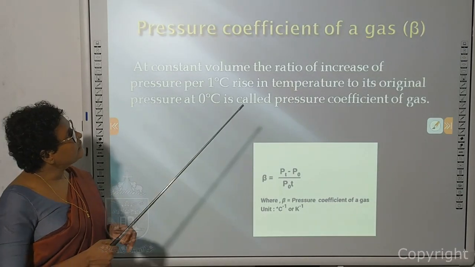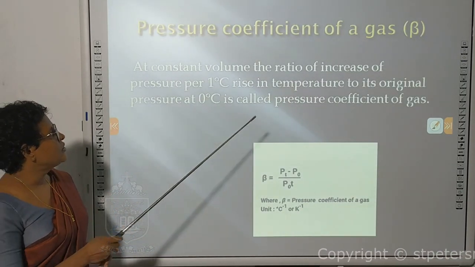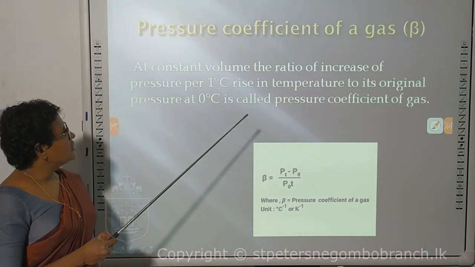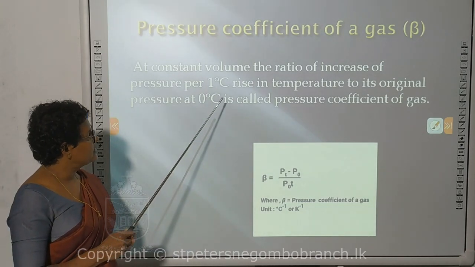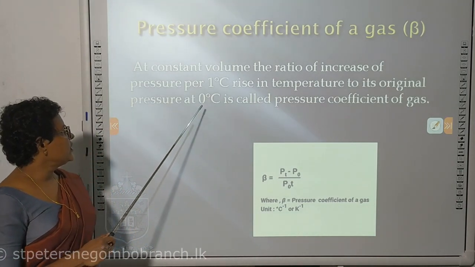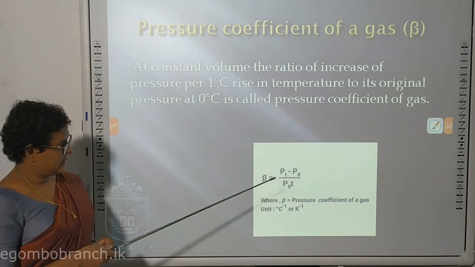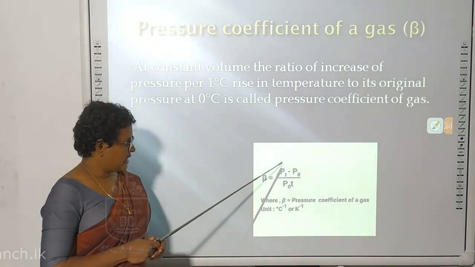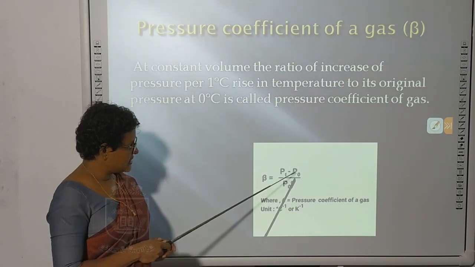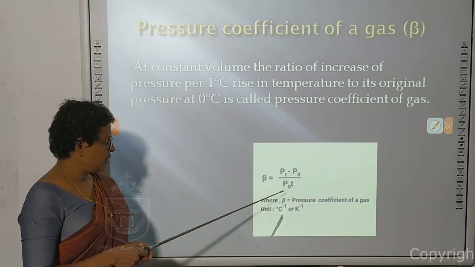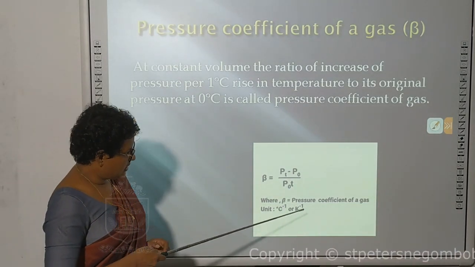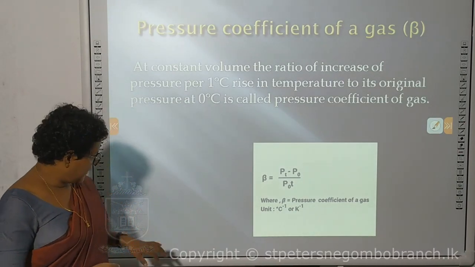Then the pressure coefficient of a gas, which we denote as beta. At constant volume, the ratio of the increase of pressure per 1 degree Celsius rise in temperature to its original pressure at 0 degrees Celsius is called the pressure coefficient of a gas. Beta equals the pressure at that certain temperature minus the pressure at 0 degrees Celsius, divided by the pressure at 0 degrees times that temperature, where beta is the pressure coefficient of the gas, right?